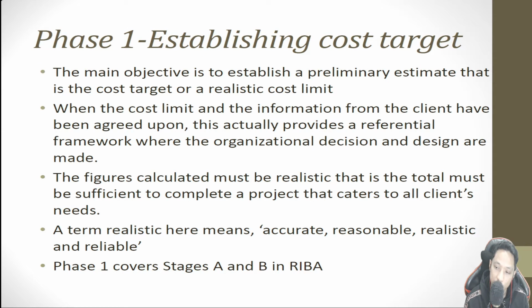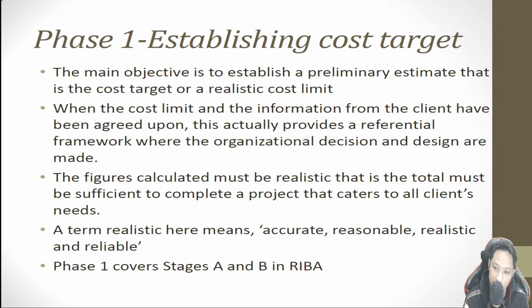So phase 1, establishing cost target. The main objective in this stage is to prepare a prelim estimate, usually by the QS, that is the cost target and also a realistic cost limit fixed by the client. So when the cost limit and information from the client have been agreed upon, then only the organizational decision and design are made. So the figures calculated must be realistic, reasonable, that is the total must be sufficient to complete the project that caters to all the client's requirements and needs.